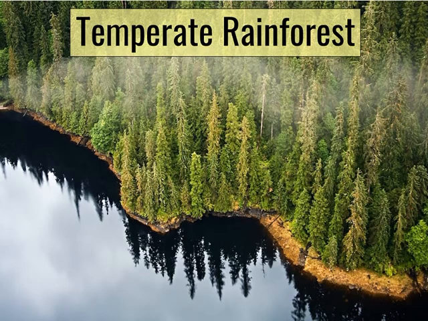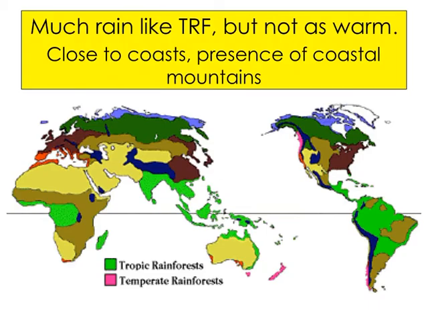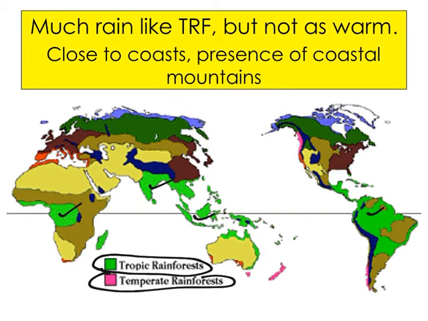Our next biome is called the temperate rainforest. This is a rainforest that is a bit cooler than the tropics. You'll see that the tropical rainforest is shown in the bright green, which tends to occur right around the equator. The temperate rainforests occur close to the coasts. So there are parts of various continents that have temperate rainforests. It's not as common as the tropical rainforest, but know that there are some coastal mountains involved with the temperate rainforests.